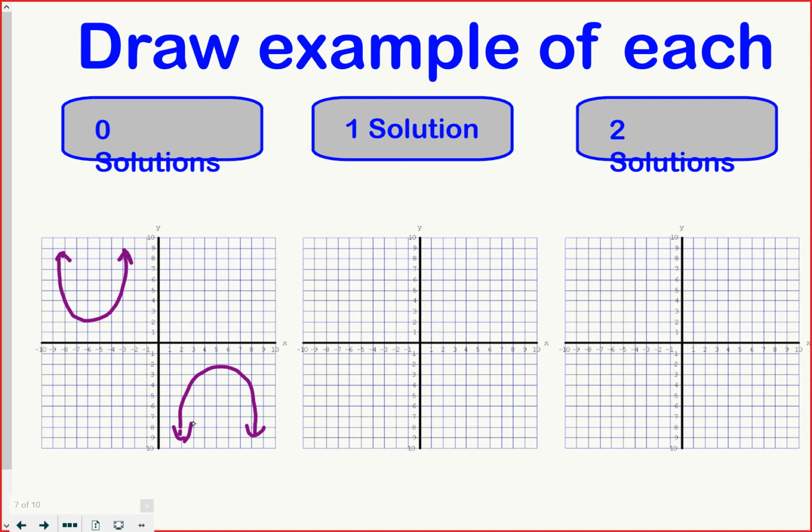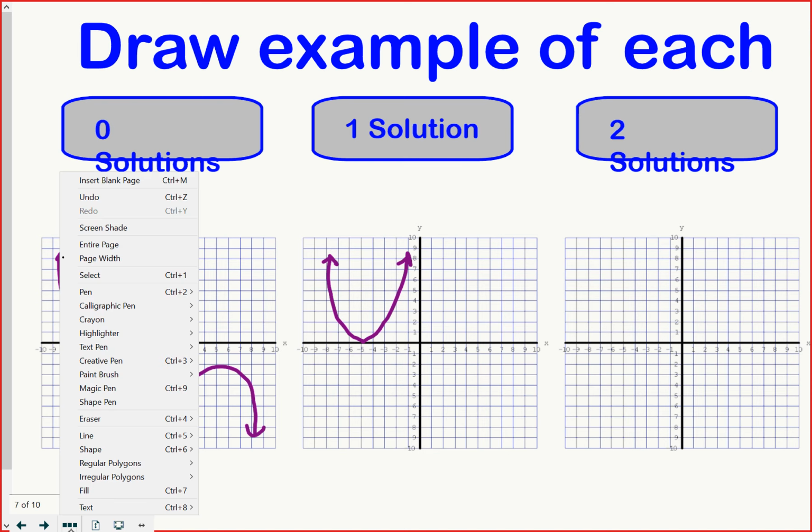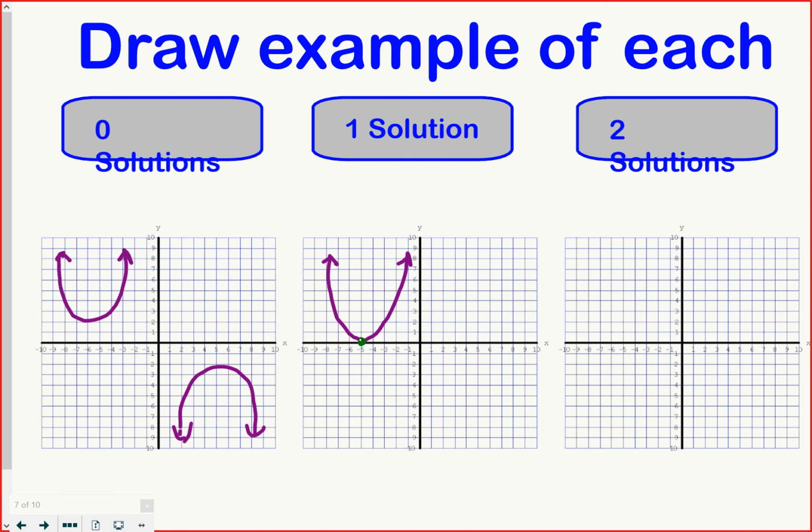So if I see a graph that looks like this, I know for a fact I'm going to have 0 solutions because my graph is not crossing my x-axis. Now, if I look at a graph that has 1 solution, my parabola is going to just touch that x-axis once. It's going to touch it, and then bounce right back up. And where it touches is right here at -5.